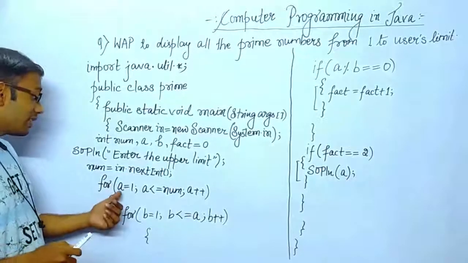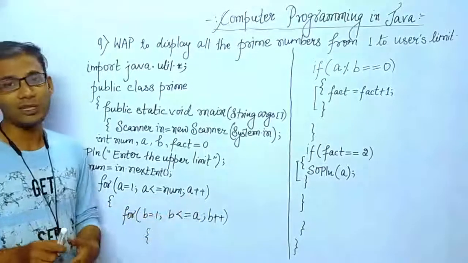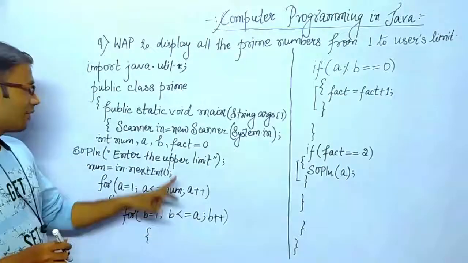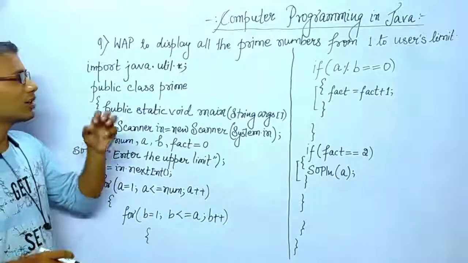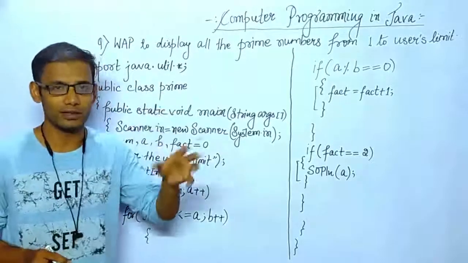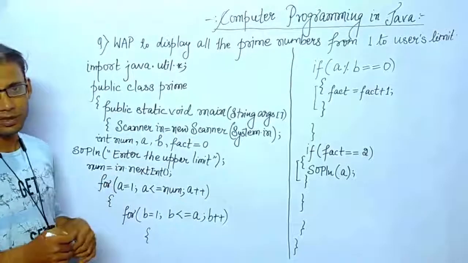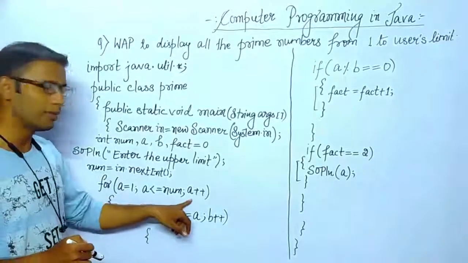After that, for (a = 1; a <= num; a++). That means what? The top limit is num, right? Since we have stored the user's choice inside num. Whatever choice the user has given, let's suppose 100, let's suppose 90, that went inside num, right? Now, for a = 1, a <= num, a++.